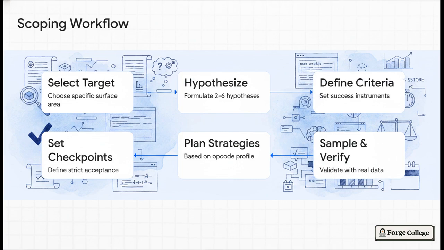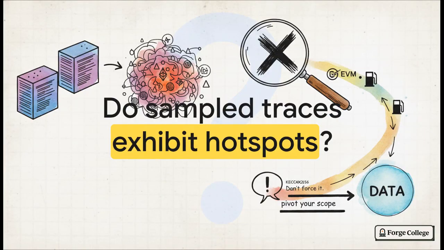saves exactly $0. Actually, let's pause and place a massive emphasis on Step 4 for a second. When you pull your early sample of just 3 to 6 transactions, you have to honestly ask yourself, do these sample traces actually exhibit the suspected hotspots? Look, if you hypothesized a massive hashing bottleneck, but Keccak256 barely even shows up in the struct logs, stop. Seriously, don't force it. If the sample doesn't support the hypothesis, it is time to quickly pivot your scope to where the data is actually pointing.